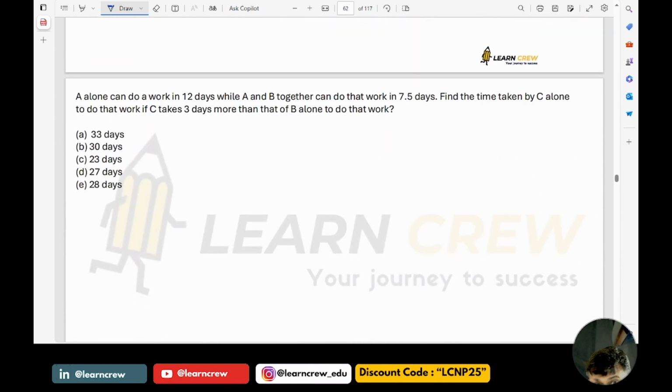Next. A alone can do a work in 12 days. A and B can do that work in 7.5 days. Find the time taken by C to do that work, if C takes 3 days more than B, where B alone can do the work in how many days? 12 into 7.5 by 12 minus 7.5, which is 20. So C alone takes 20 plus 3, 23 days. 23 days is the answer.